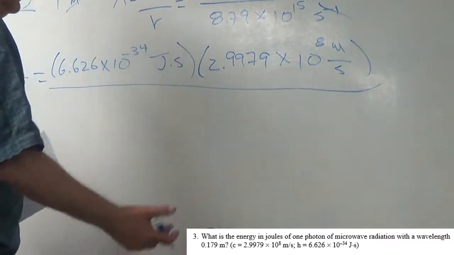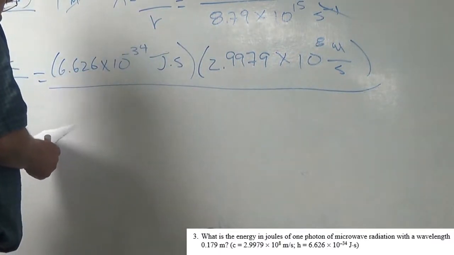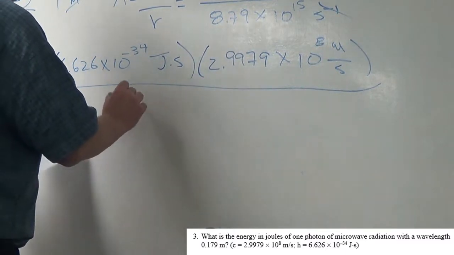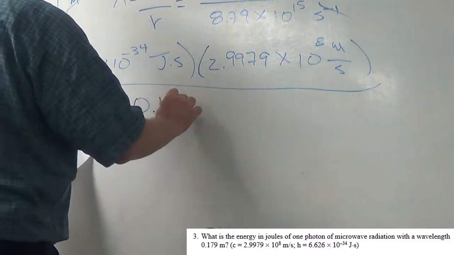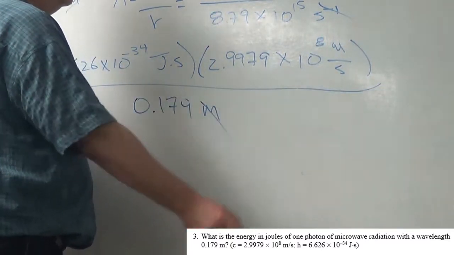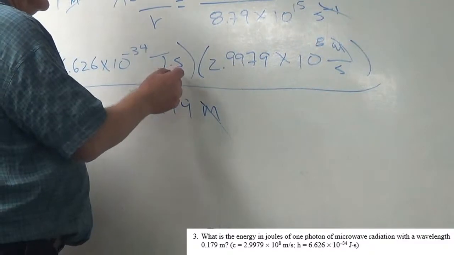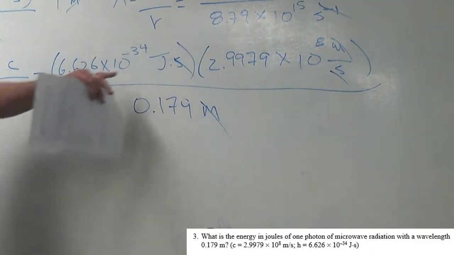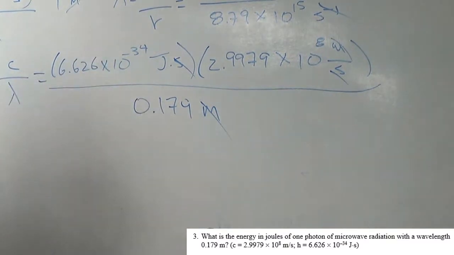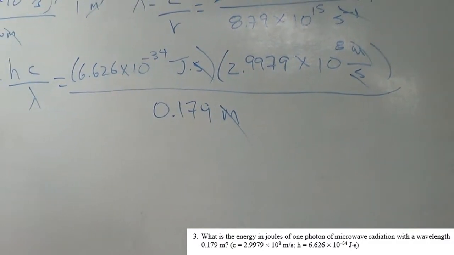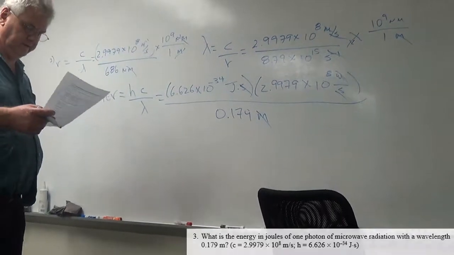divided by, conveniently they give you the wavelength in meters so you don't have to worry about changing it. The wavelength's 0.179 meters, and so the meters cancel, the seconds cancel, and the energy of the photon is going to be in joules. Okay? It's the only thing left. Does everybody see how we set that one up? And that one wasn't too bad because we didn't have to convert anything to anything.